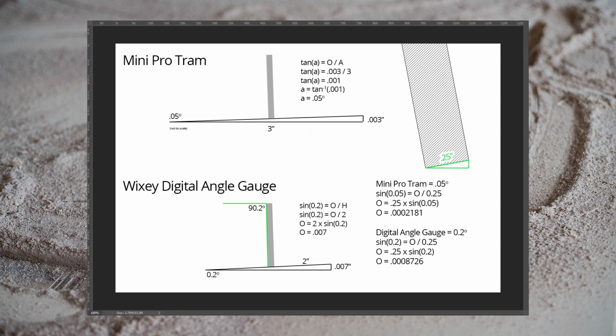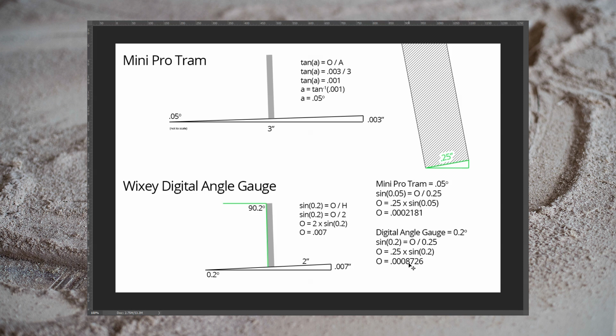By comparison, with the digital angle gauge reading of 0.2 degrees, we would use the sine of 0.2, the small angle that we measured, is equal to the opposite divided by 0.25, our hypotenuse. Therefore, the opposite side is equal to 0.25 times the sine of 0.2, or 0.0008 inches, or 0.008 of an inch. It's always good to put the numbers in these kinds of perspectives.